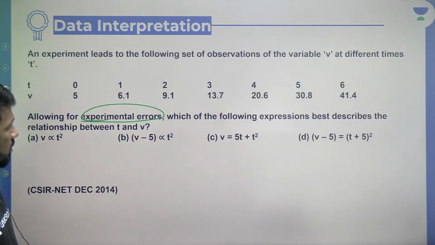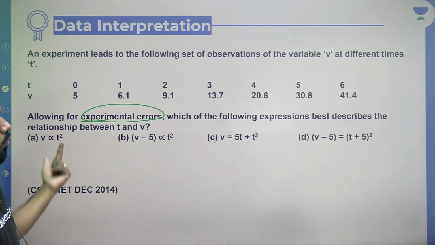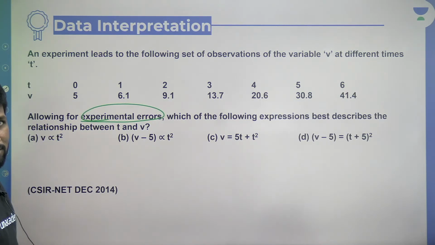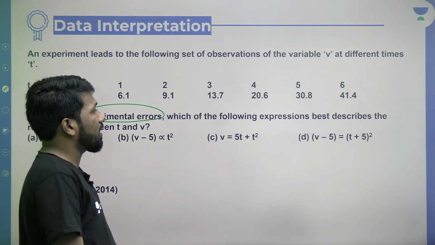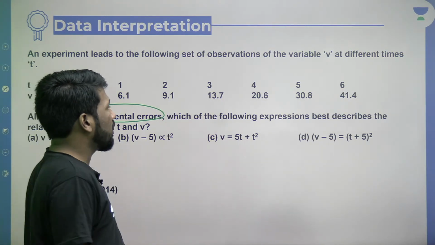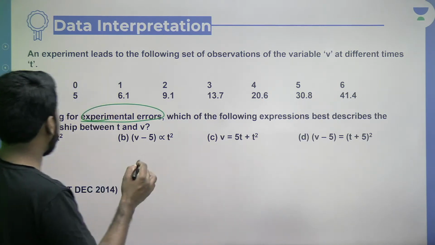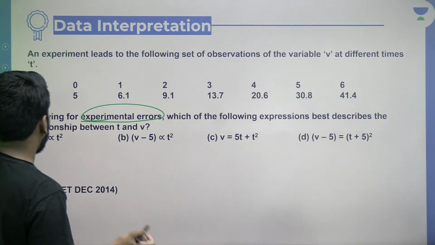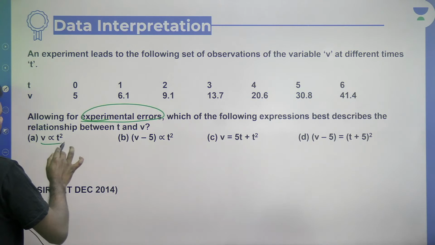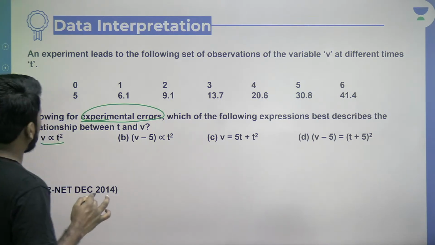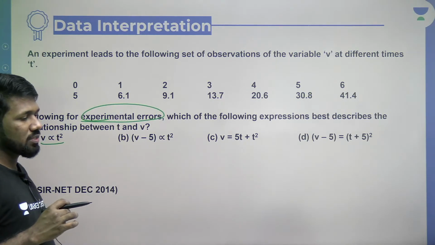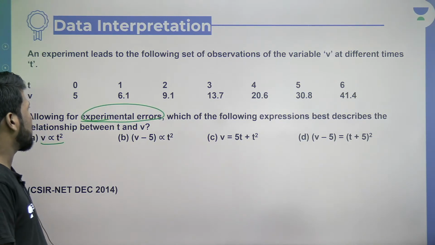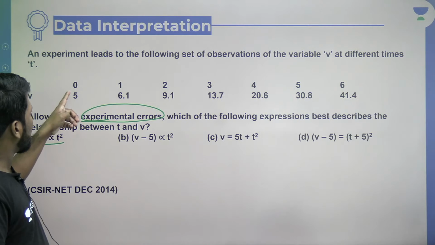Just like the previous question, where we found how x and f of x are connected, here we need to establish how v and t are connected by observing this. Which of the following expressions best describes the relationship? Analyze option by option. V proportional to t square, can you say? When v is increasing, is t square increasing at a constant rate? No.